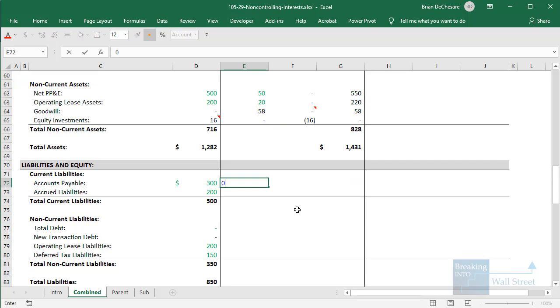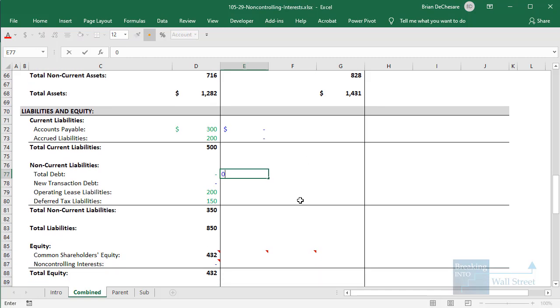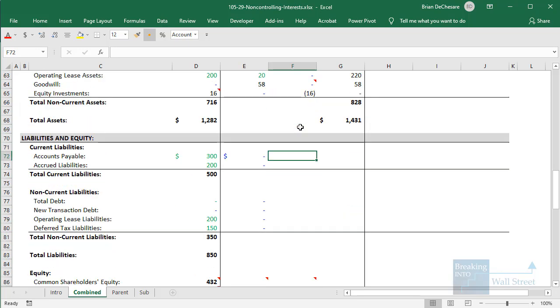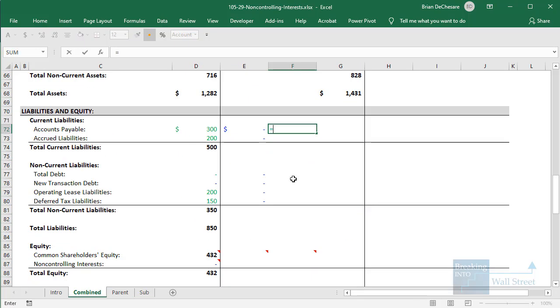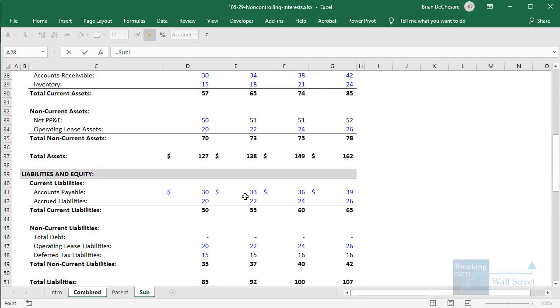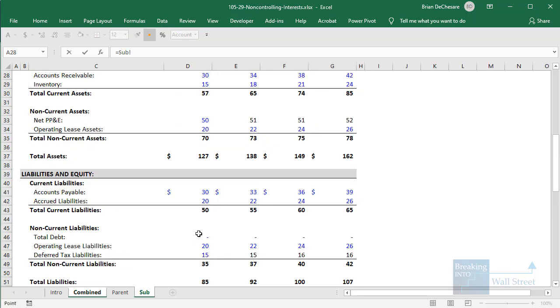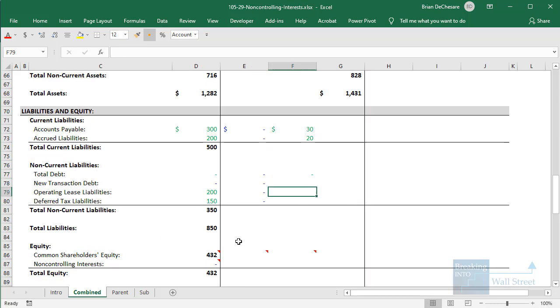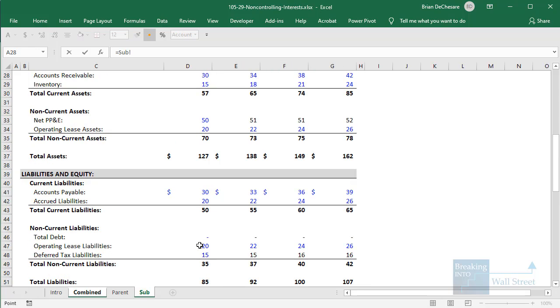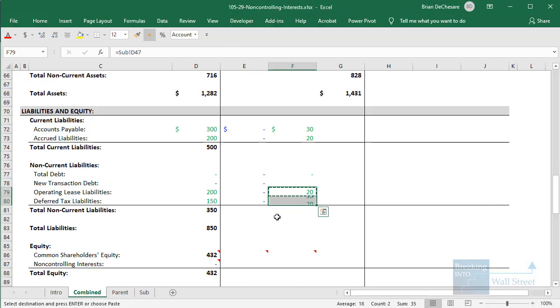So in the debit column, I'm going to say zero for most of these because these are not going away at all in the deal. So I'm just going to enter zeros. In the credit column though, we need to add in Subco's line items. So let's get their accounts payable and accrued liabilities from year one. And then for total debt, let's go and get that as well. And then operating lease liabilities, let's go and get that. And so we have all those.